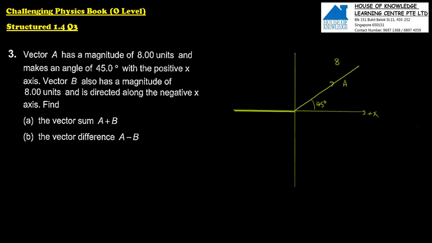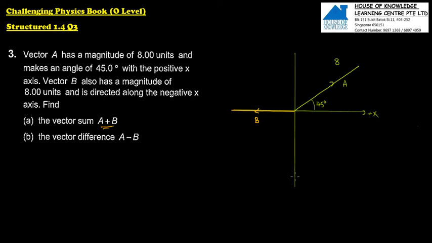Let me use another color. This is the vector B. Now you want to add up these two vectors, A and B. How do we add them up? It is very simple, using the head-to-tail technique or the parallelogram technique.